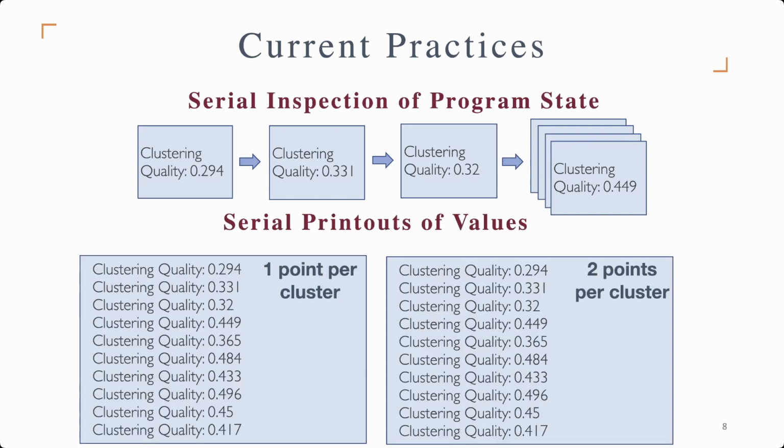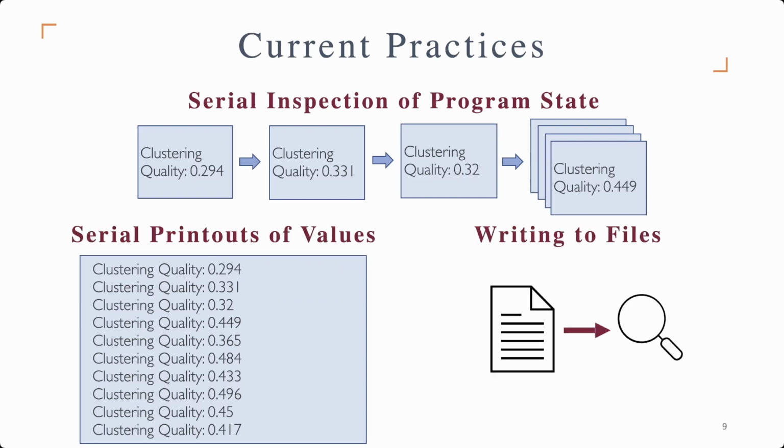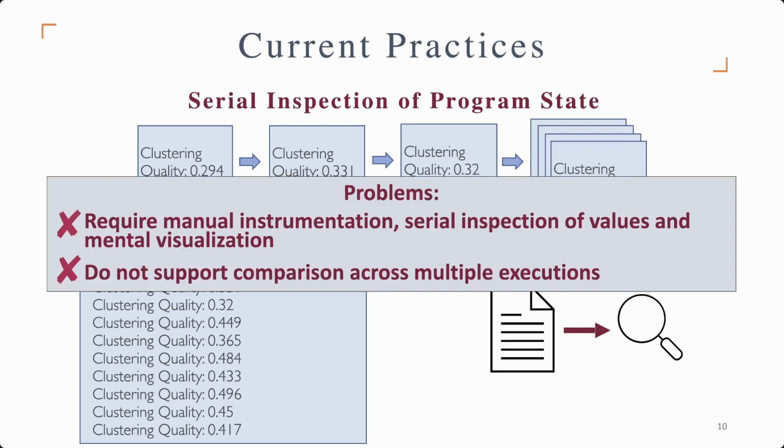Similarly, with print statements, they must compare side-by-side printouts of values while trying to incrementally build and compare mental images of the two executions. Finally, they can write values out to a file and perform custom analyses or build visualizations to compare the two instances. However, there are two clear problems with these existing methods. First, they require a lot of manual and mental overhead to gather and understand the values. And second, they do not inherently support this comparison across multiple executions to identify the effects of the script edits.